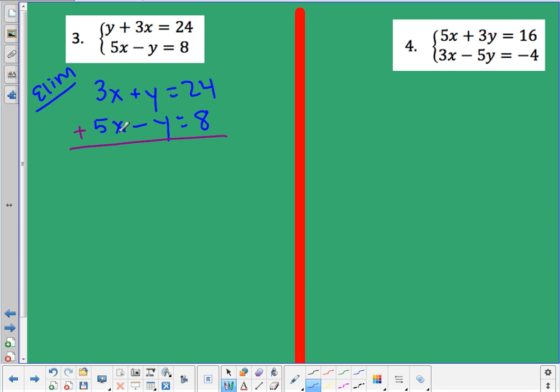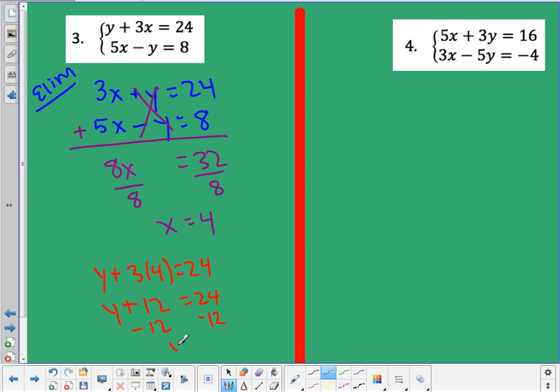I end up with 3x plus 5x, which is 8x. The y terms drop out. 24 plus 8 is 32. And I divide by 8, I get x equals 4. Plugging that back into either original equation, I'll just use the top one, y plus 3 times 4 equals 24. That's y plus 12 equals 24. Subtract the 12, and I get y is equal to 12. So a solution here would be 4 comma 12.